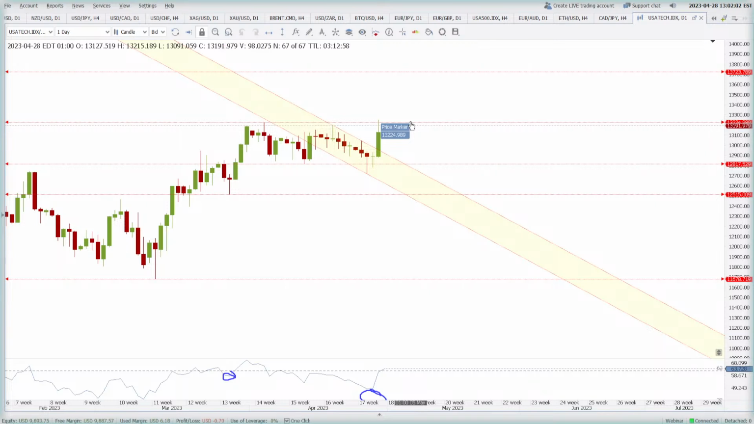USA Tech, I think it has already taken all the targets that we had talked about. 13224, this is the level that I was talking about. It has already traded that level yesterday, and today there is just a breakout, and also this is a breakout above the key level of 62, that is RSI. So if we see a close above 13,224 in this market, I think 13,723 will be traded very soon. That's all from me, guys.